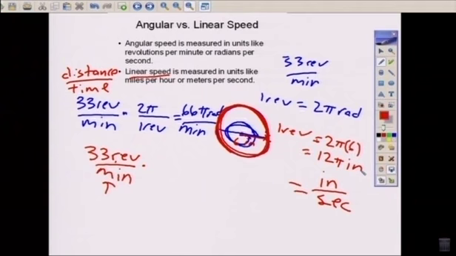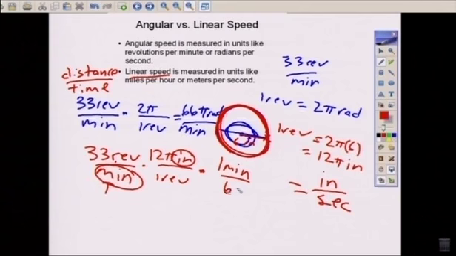So in this case, I want to look at taking 33 revolutions per minute. One revolution goes downstairs, so I'm looking at 12 pi inches. At this point, I would have inches per minute. Then if I want to convert minutes to seconds, I know that 1 minute is the same as 60 seconds. So my minutes will cancel, revolutions cancel, and I now have inches per second.